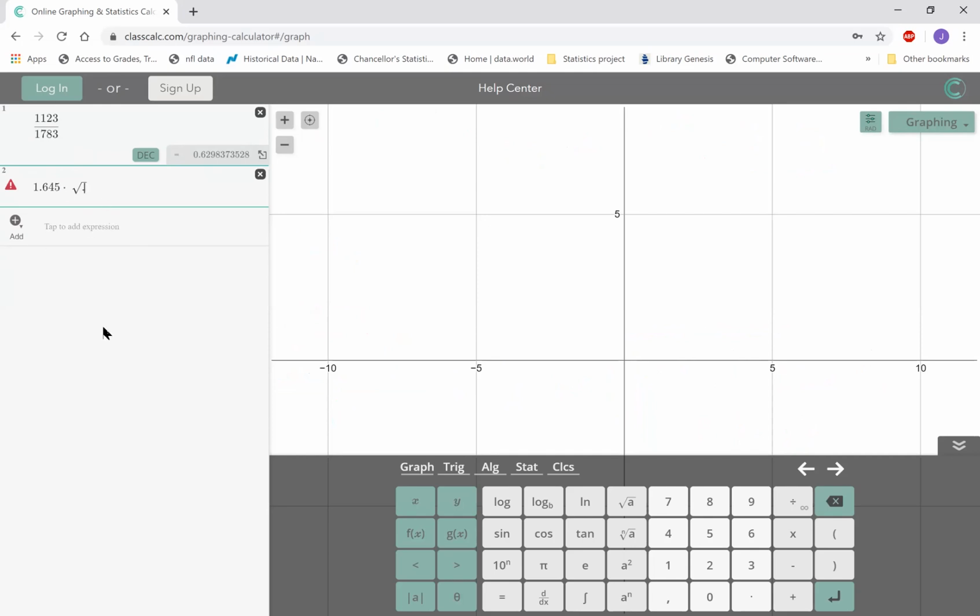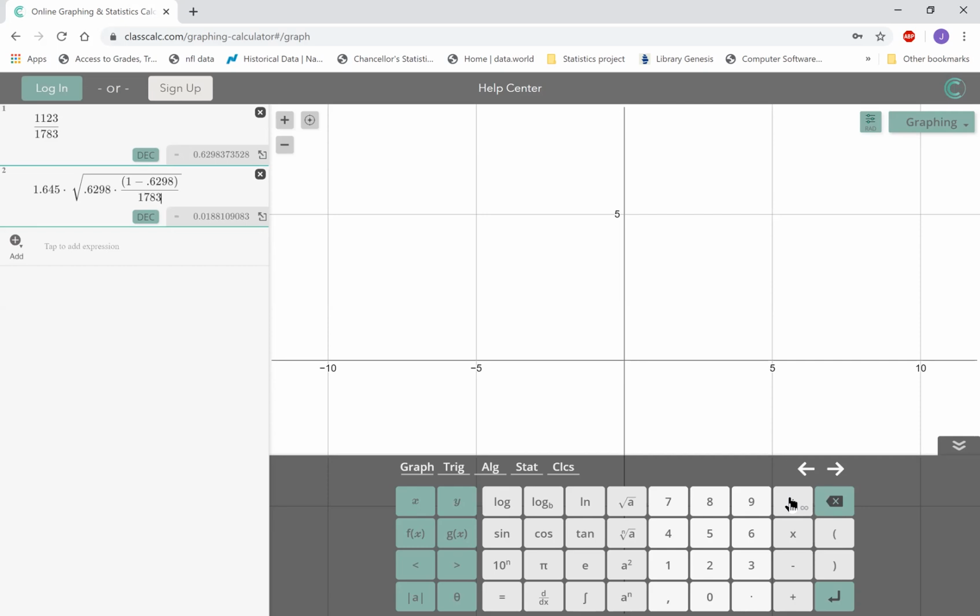So you put 0.6298. Then you want to put multiply, and then you put parenthesis 1 minus 0.6298, close parenthesis. Now you put divide. So you want to hit the divide button, and you put 1,783. All right. And that's how you enter it into ClassCalc, and that's our answer for margin of error.